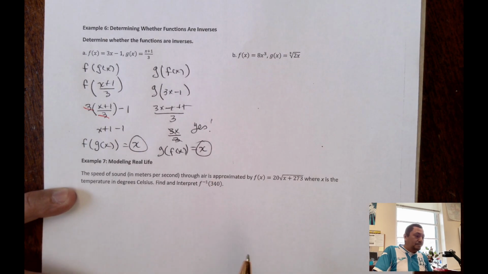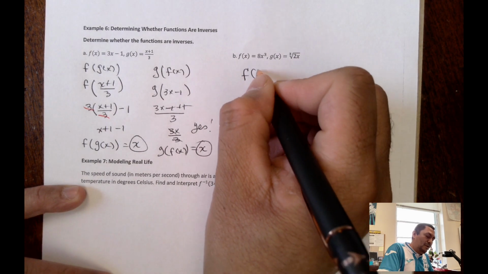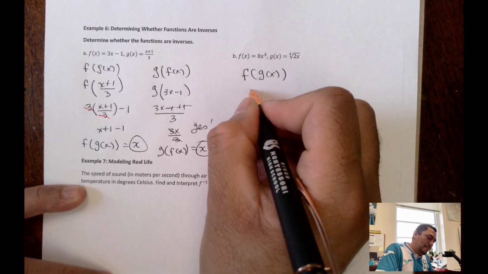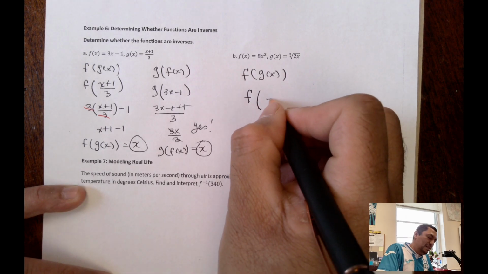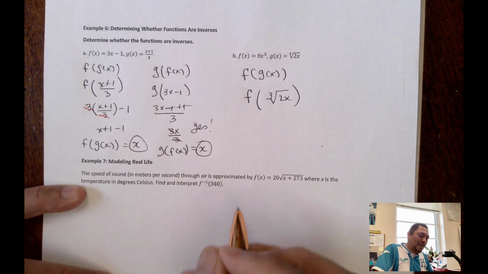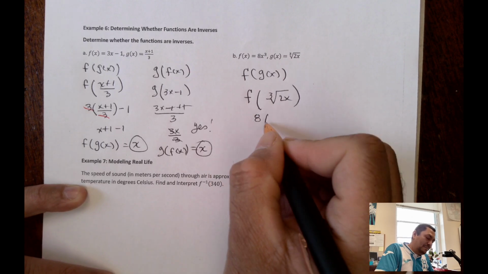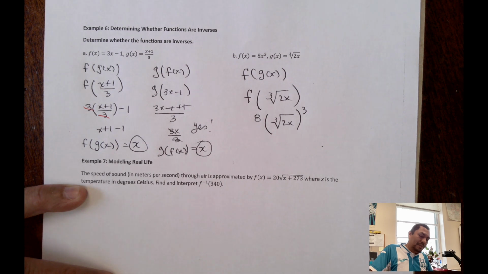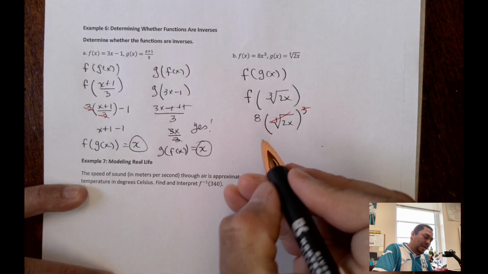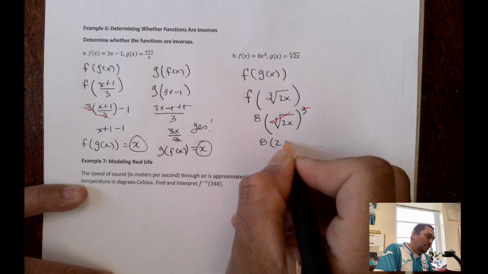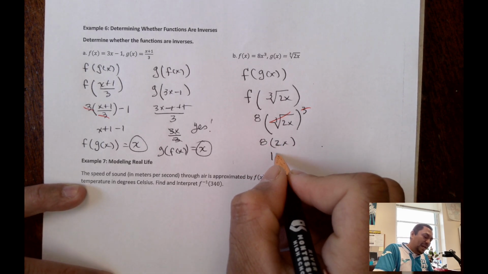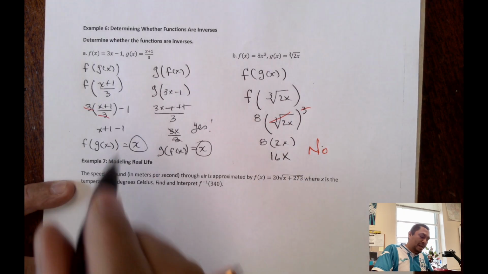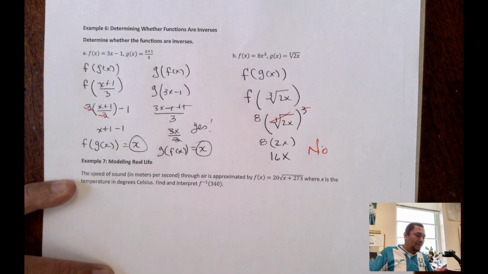Now let's do this one. So I have f of g(x), and what I have is f of the cube root of 2x, so I have 8 times the cube root of 2x in parentheses to the third power. The third power cancels the radical, and what I have is 8 times 2x. 8 times 2 is 16x. See, that is not x, so this is a no, not an inverse. These are not inverses.